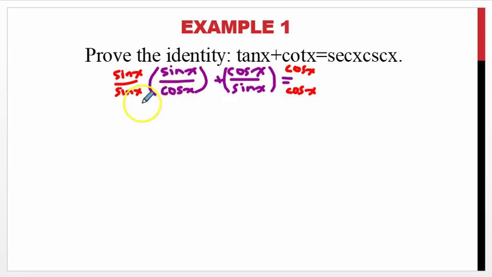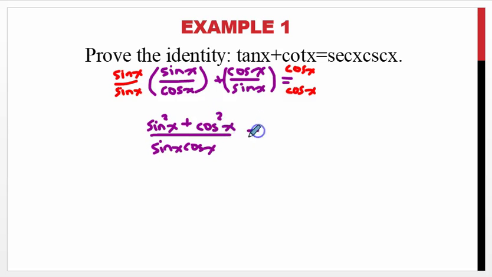So now that we've set up that the fraction on the left has a denominator of sine times cosine and the fraction on the right has a denominator of sine times cosine, we can combine these into one fraction that says sine of x times cosine of x. And then on top, we need to make sure we perform the operations. So sine times sine is sine squared, and cosine times cosine is cosine squared. So now we have combined these two fractions that were being added into one fraction over a common denominator.